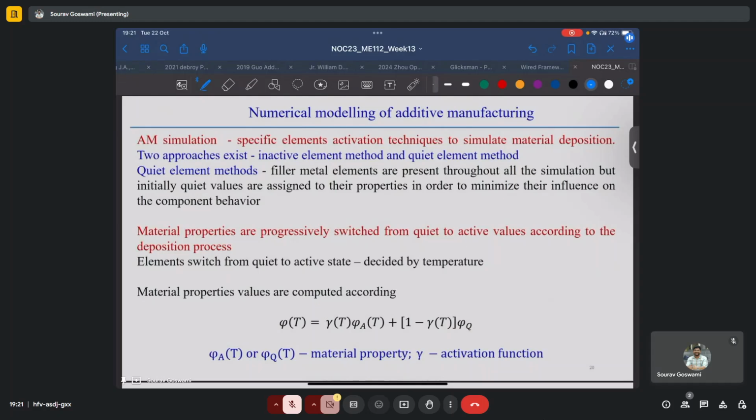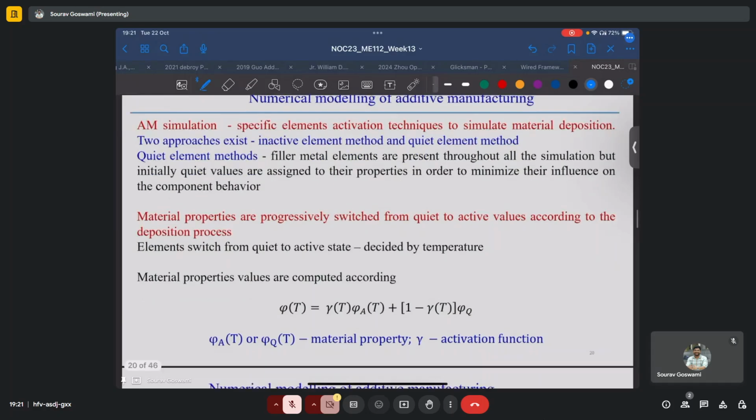Then the material properties are progressively switched from quiet to active values according to our deposition process. And this can be decided by an activation function, which may be triggered by temperature, or there may be some other activation function as well, say one which is determined by the movement of the laser source. And when it is decided by temperature, the material property values are computed according to the equation phi of t is equal to gamma of t phi of t plus (1 minus gamma of t) phi q, where phi and phi q are the temperature dependent material properties and gamma of t is the activation function.